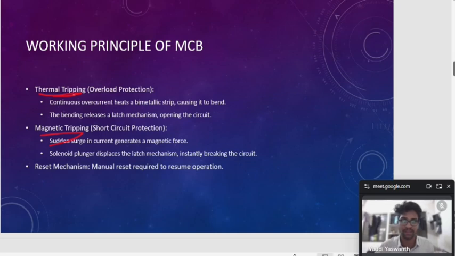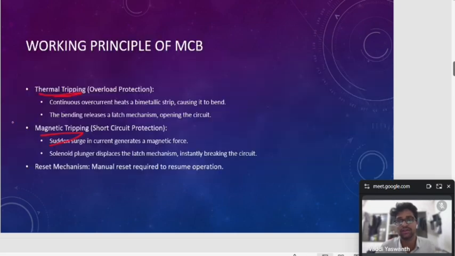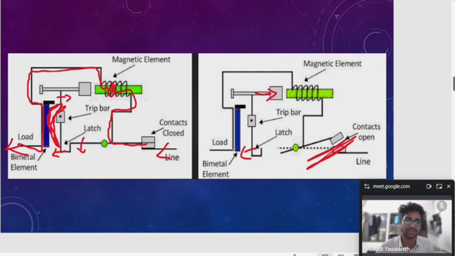Thermal tripping will not allow too much current to flow. If there is an overcurrent flowing, most probably this thermal tripping will happen. If excess current is flowing at a time, it may lead to a short circuit. To protect against that, this magnetic trip will help. This is the working of the MCB.